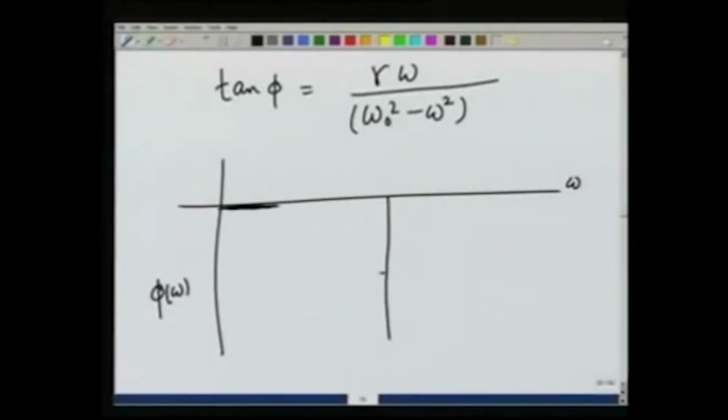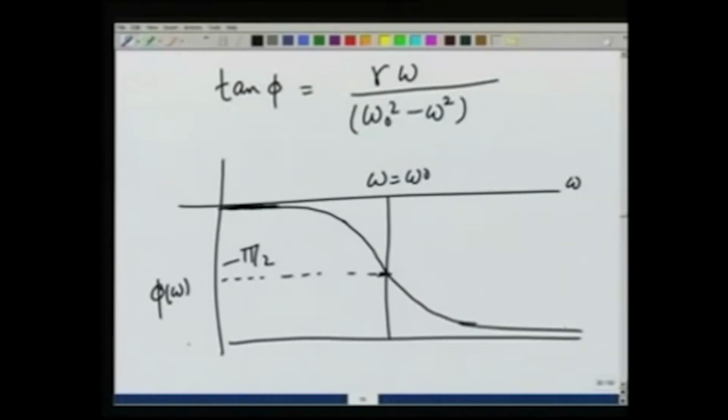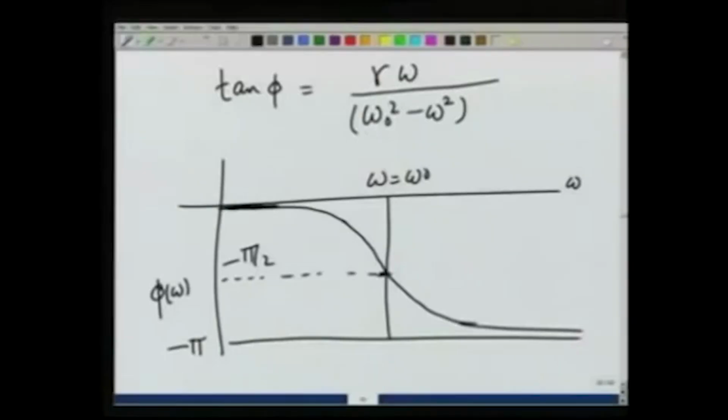Then at omega equal to omega 0, the system lags behind by minus pi by 2. At omega equal to omega 0, omega 0 square minus omega square becomes 0, so tangent phi is infinity, and when the frequency becomes large, this is minus pi. The force and the displacement are out of phase by pi. So, when the force is maximum, the displacement is minimum.